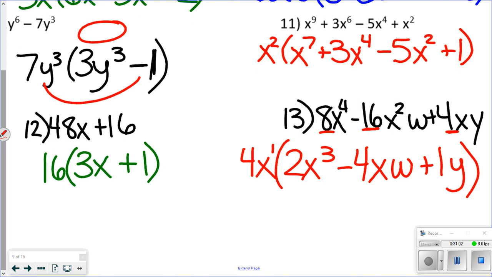So this is where we're going to stop today, the front side of our notes, and we're going to stop in the book.